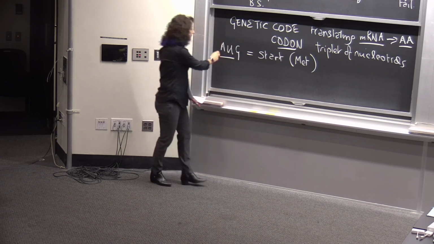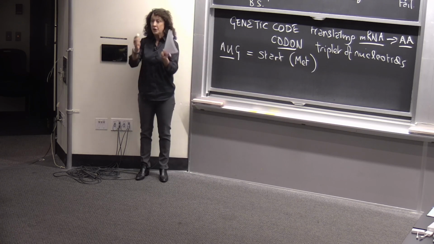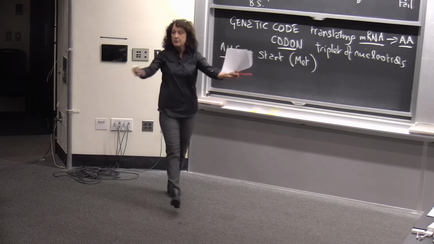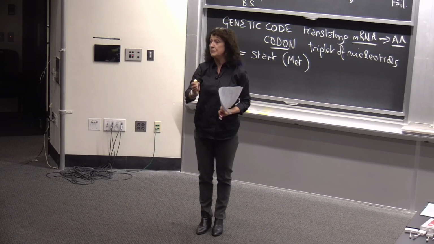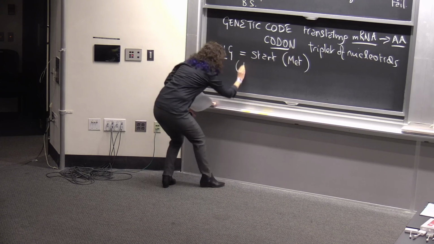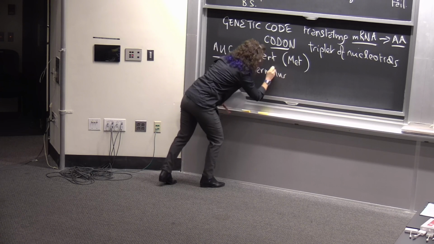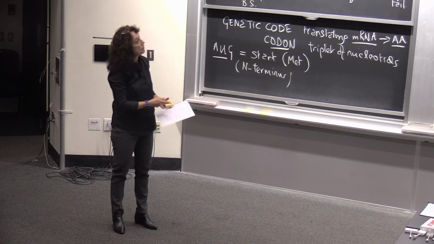In some organisms, you start with different amino acids, but the most common start is the codon for methionine is the start. So what that means is that every protein you translate has a methionine at one of the termini. Which terminus would it be at? Yeah. Okay, so that's the details with methionine and the start codon.